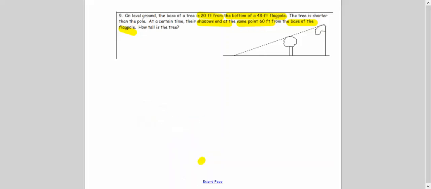Let's see if we can put that information into our picture. So the tree is 20 feet. Here's the flagpole. Here's the tree. That distance is 20 feet. All right? The flagpole's height, they already know, is 48 feet. The tree is shorter than the pole, and the shadows are 60 feet from the flagpole. So we're going all the way back to the flagpole, which is 60 feet, okay?